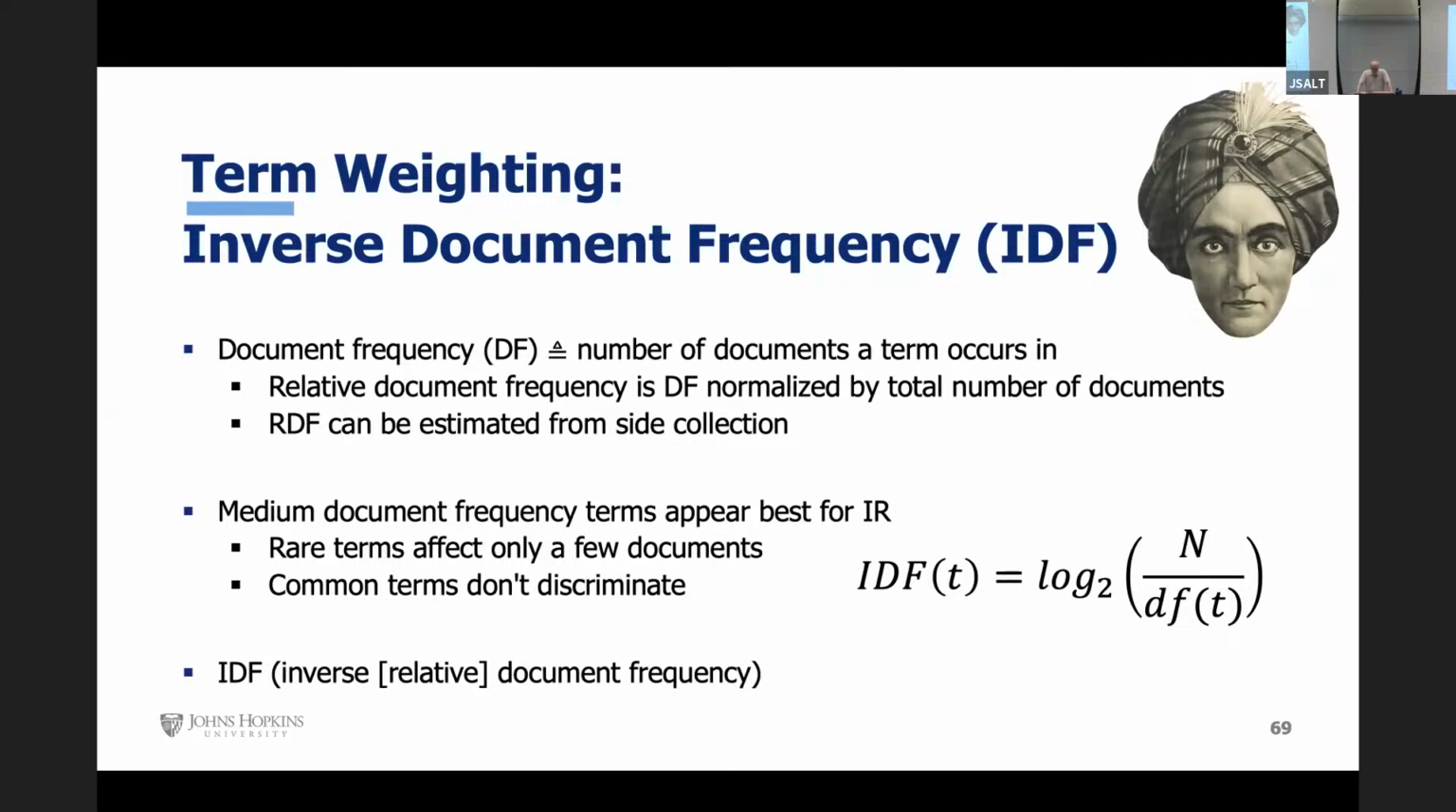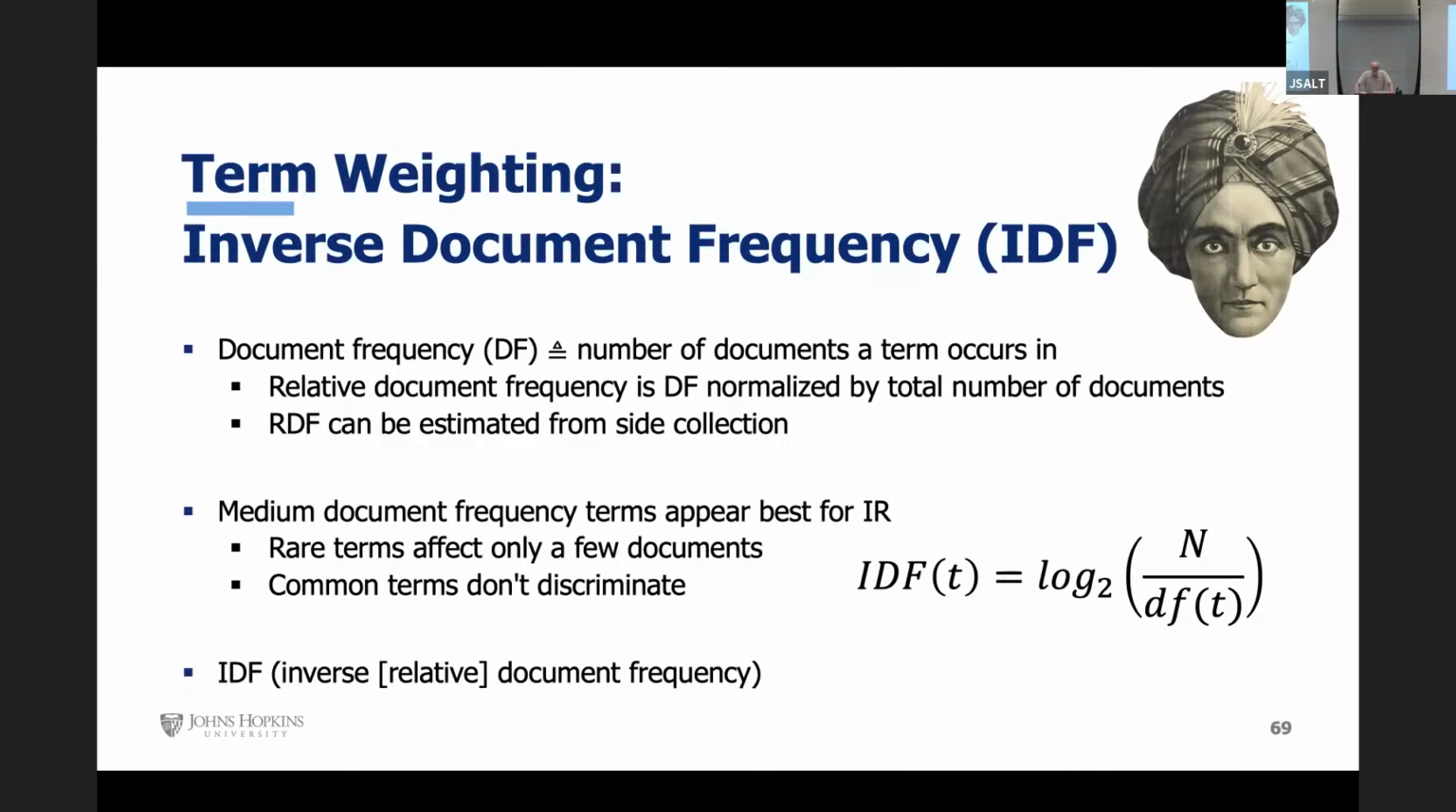Inverse document frequency. So remember, the document frequency is the number of documents that contain a term. They might contain it once or many times or so on, but it's the number of documents that contain the term. Relative document frequency is normalized by the total number of documents, right? So relative document frequency is just the percentage of documents that contain the term.